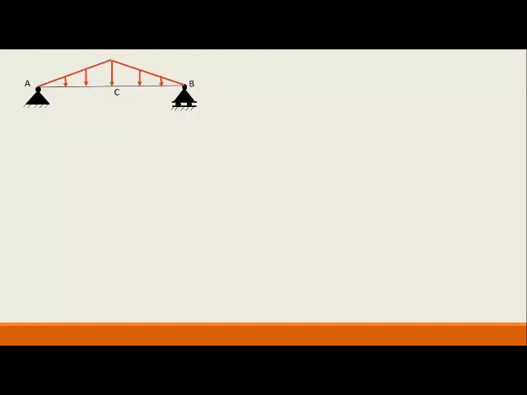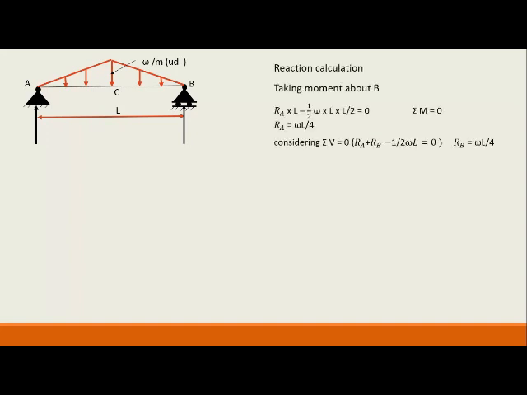Let us consider a UVL with a triangular load having a span of L and omega at the center. Let us consider a section X at a distance of x from A. We can calculate the reaction. Taking moment about B, Ra into L, and the total load is the area of the intensity diagram, half base into altitude, half into omega into L, and the CG distance from B is L by 2. So we get the reaction omega L by 4, and RB will also be omega L by 4. Here it is also a symmetric load.